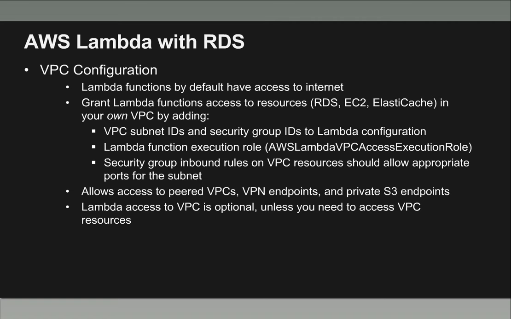Also, just want to give a recommendation here: make sure that you enable VPC access for Lambda only when you require it. That means if you don't require access to your VPC resources, for example, if the Lambda is talking to DynamoDB or maybe any external resources that live outside of your VPC, then there's no need to enable the VPC functionality for Lambda.